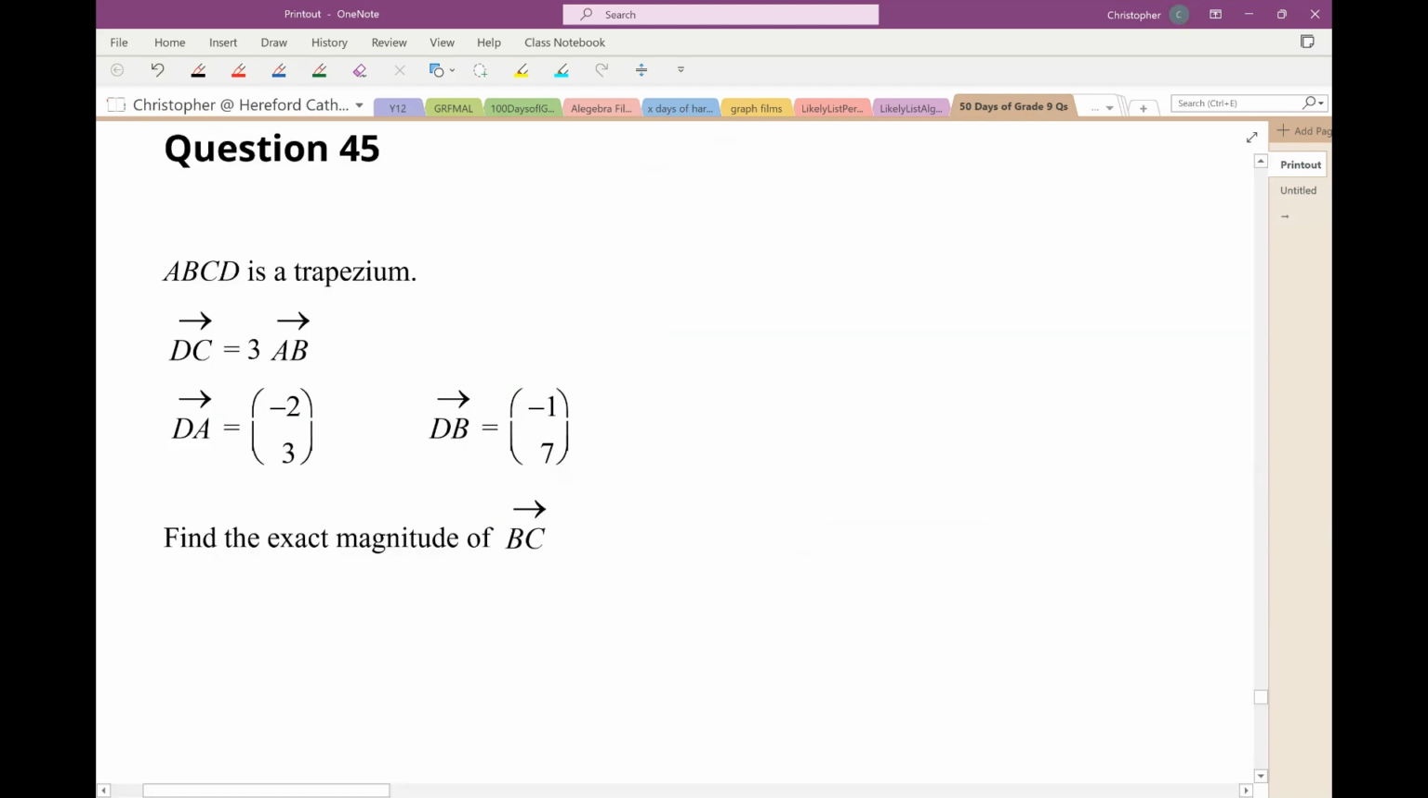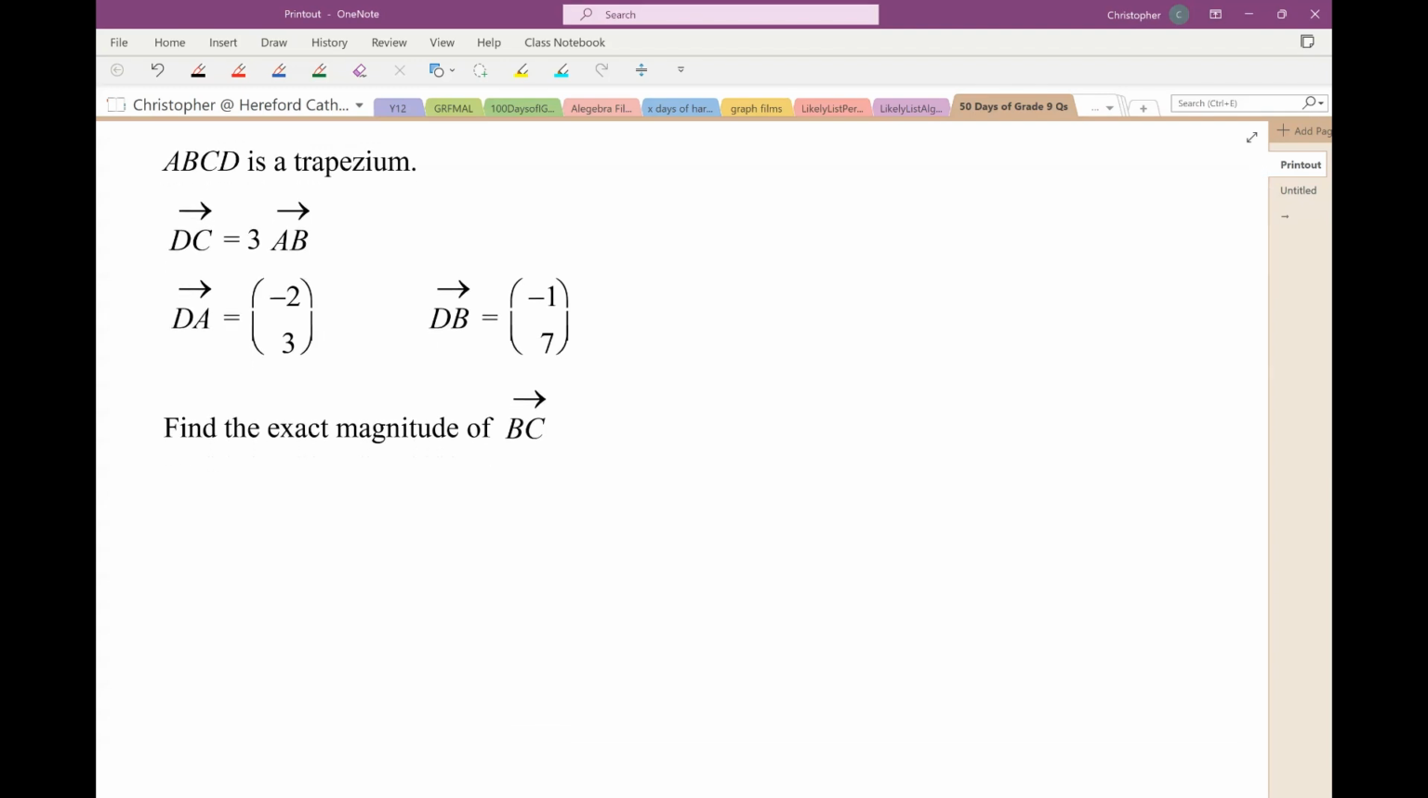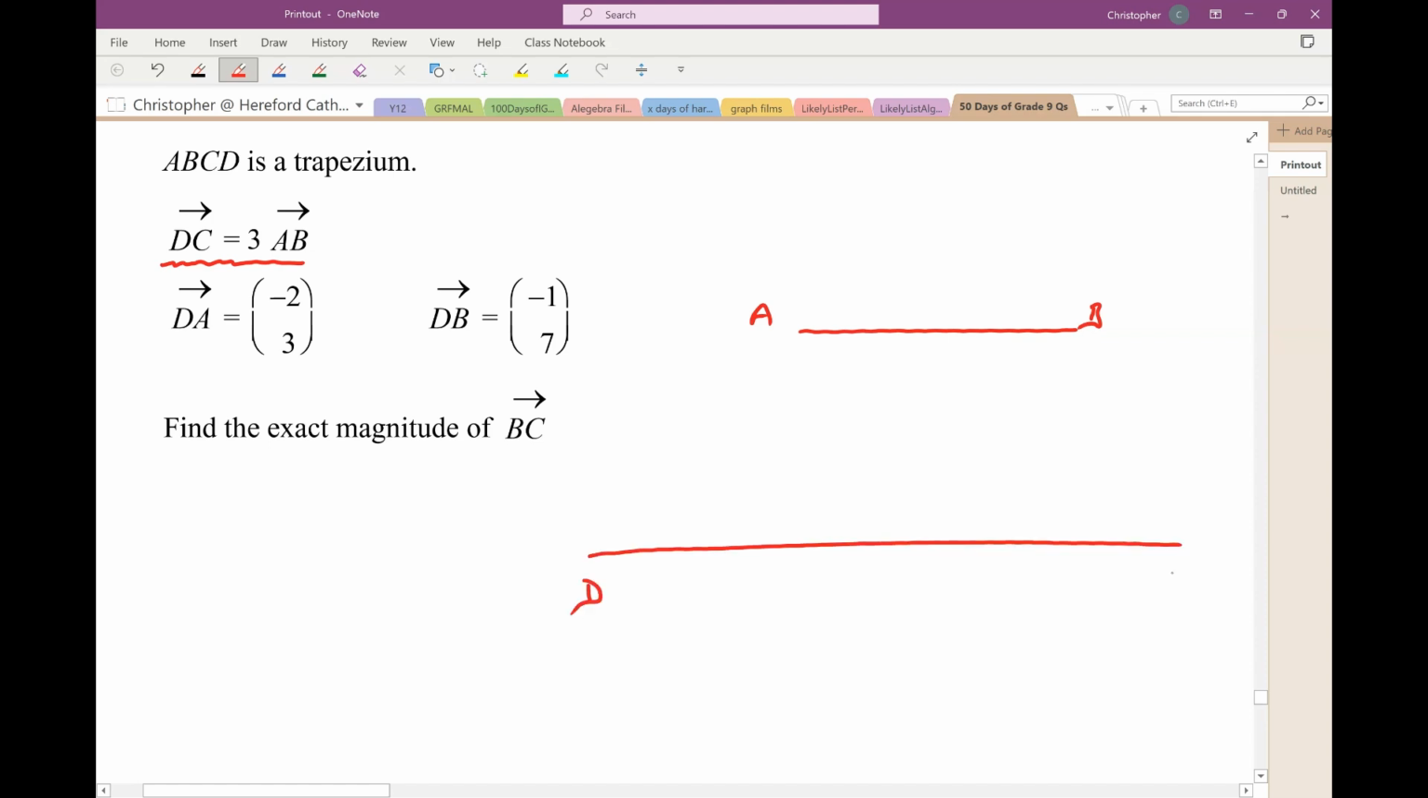Question 45. Looks like vectors. Let's have a look. Right, ABCD is a trapezium. DC is 3 times AB. Okay, so those are the two parallel sides then. We're going to have AB, and DC is 3 times that. So it's obviously the longer parallel side. And so the trapezium then is going to look something like this.